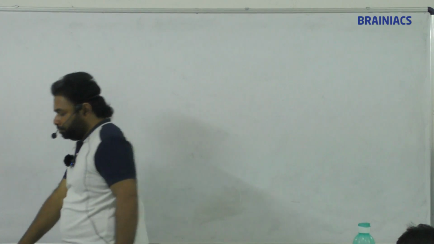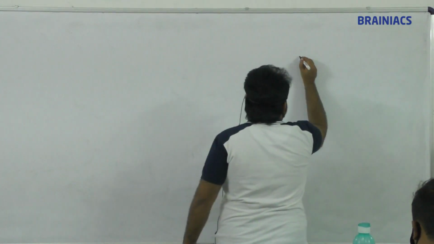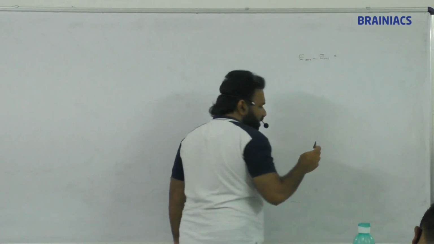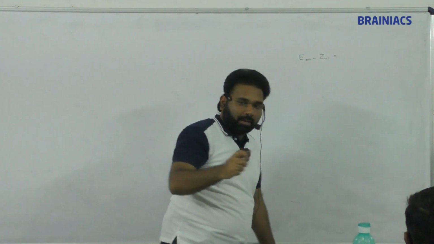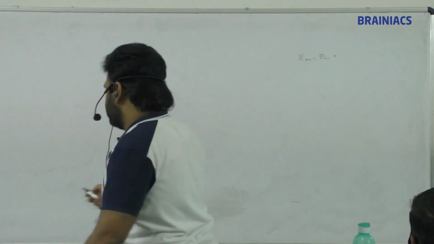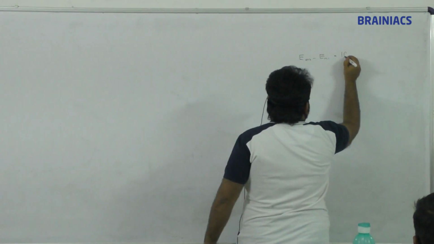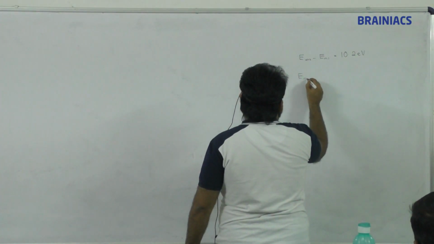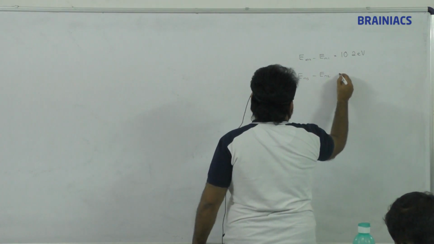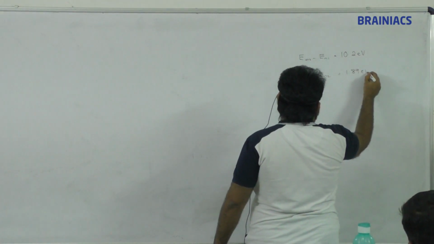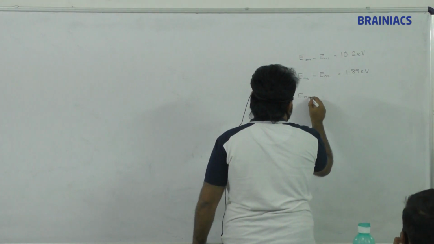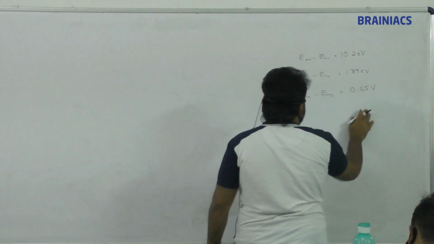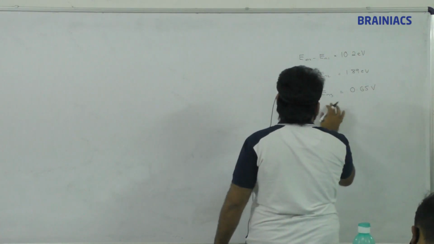Okay, so I just asked you some values, right? En2 minus En1. What was that calculated value? 10.2 electron volt. Correct? In the same way, En3 minus En2 is 1.89 electron volt. Now En4 minus En3. So this was the difference.